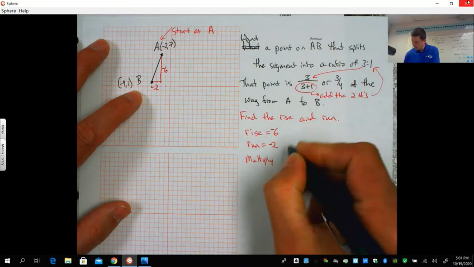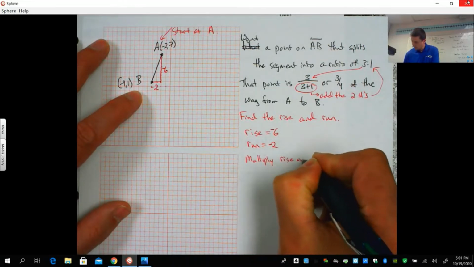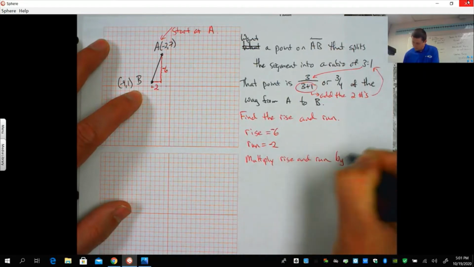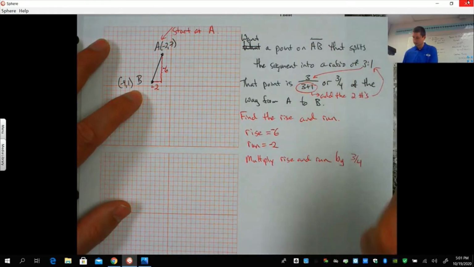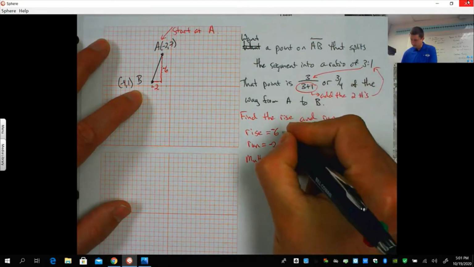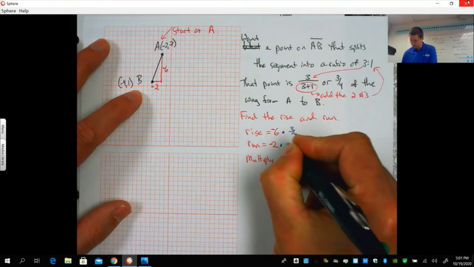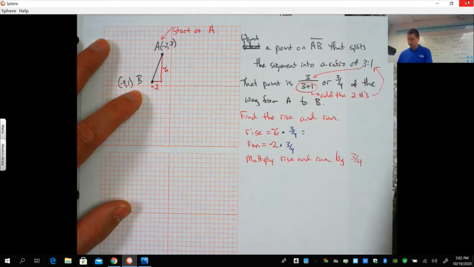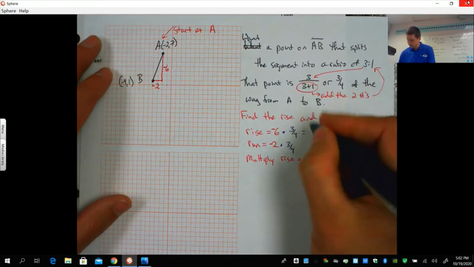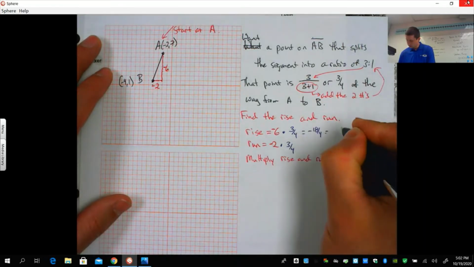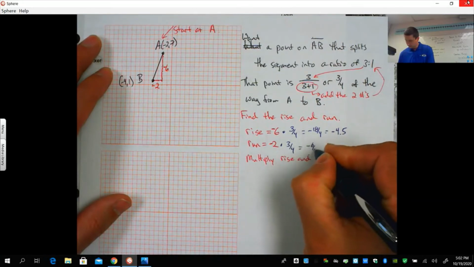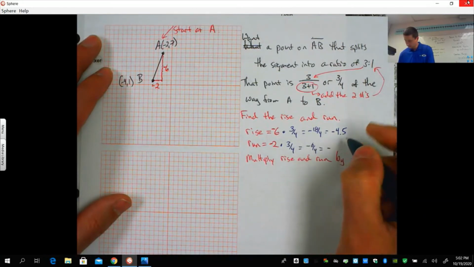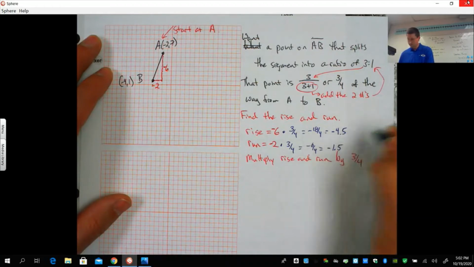Multiply rise and run by 3/4. So the 3/4 came from up here. This is the next step. That 3/4, I'm bringing it down. I'm going to take negative 6 times 3/4. I'm going to take negative 2 times 3/4. So negative 6 times 3/4, that'd be negative 18/4, which is negative 4.5. This would be negative 6/4, which is negative 1.5.